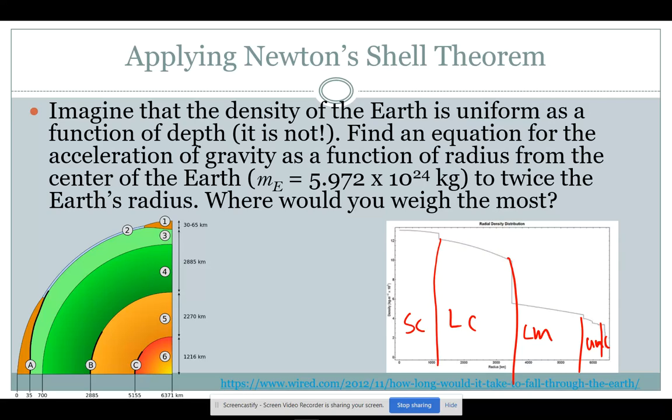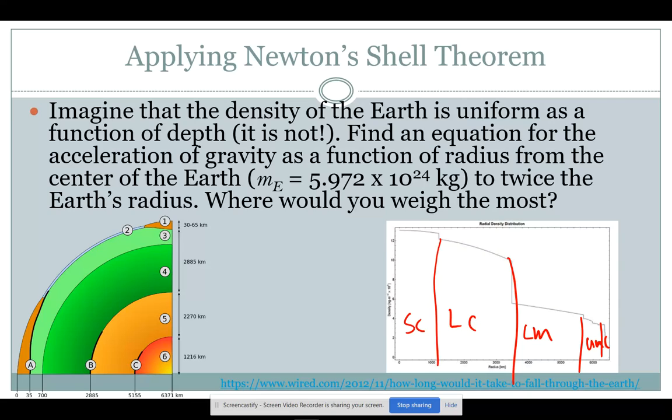Let's say you are 2,270 kilometers from the center of the Earth, at the edge of the molten core. What mass matters to you if you're trying to calculate the force of gravity acting on you at that location? And don't get smart with me and say it's not going to matter to you because you're going to be fried. We're ignoring that. What mass is going to matter?